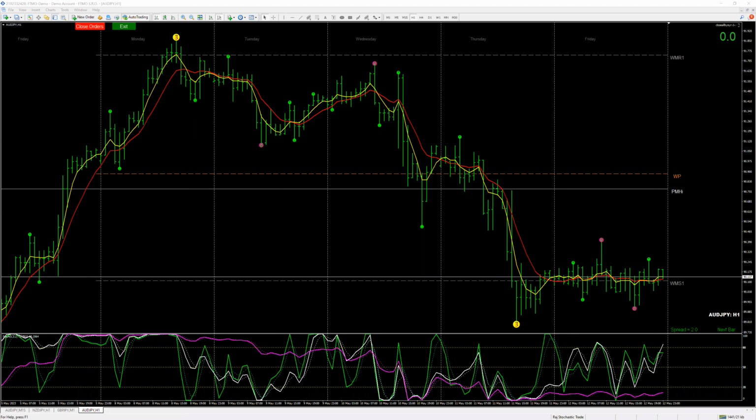Okay, so this is an example of a sideways market, and this is Aussie yen, and that's what we're going to look at. See how we can trade a sideways market. As you can see, for the week, for Friday, it was totally sideways, didn't do anything, right? But can we trade this? So let's see if we find the peaks.